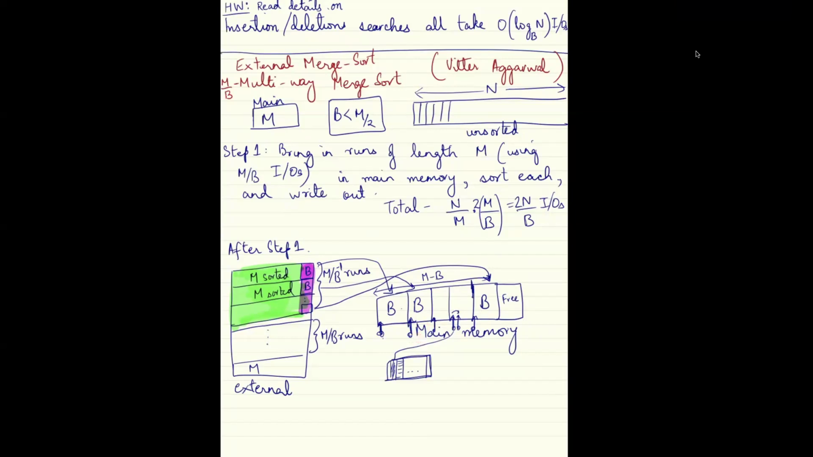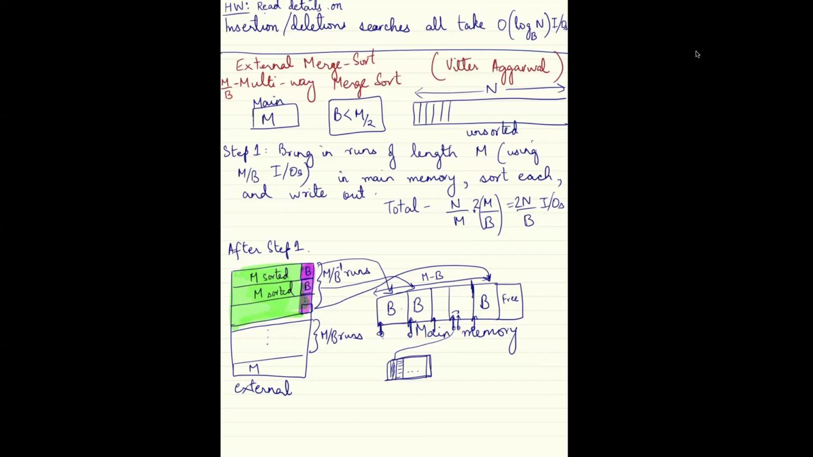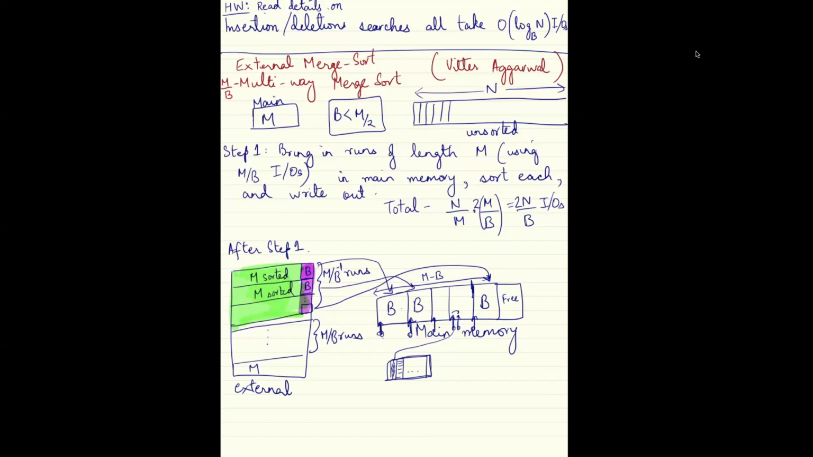I understand that the smallest one goes to the free space, and then the next step is what? The smallest one was from one of these fingers that you were pointing. Advance that finger to the right by one. Now do the same thing.